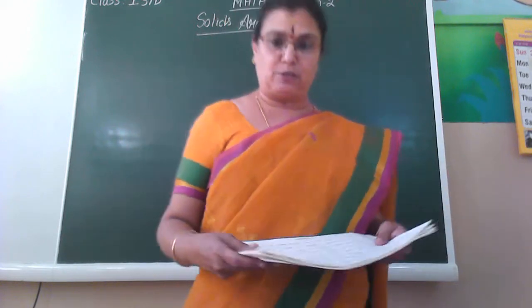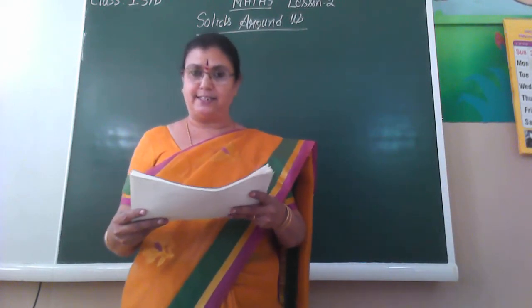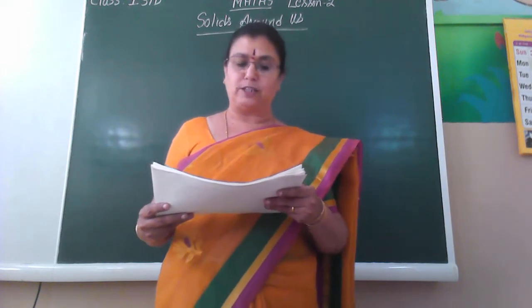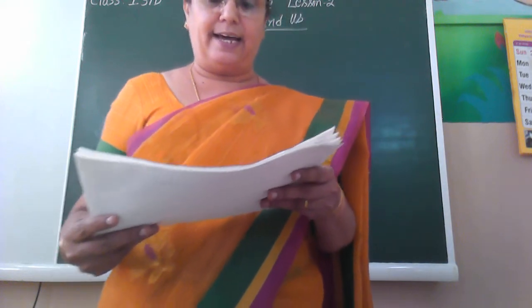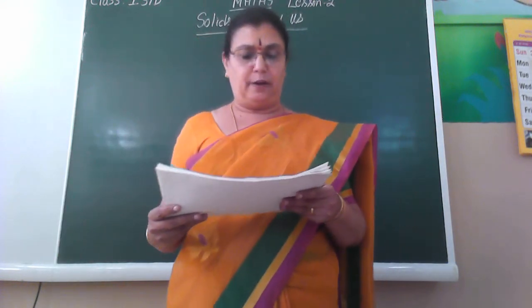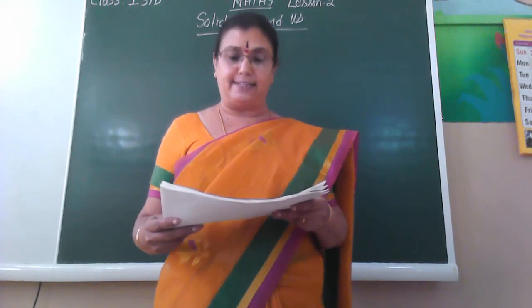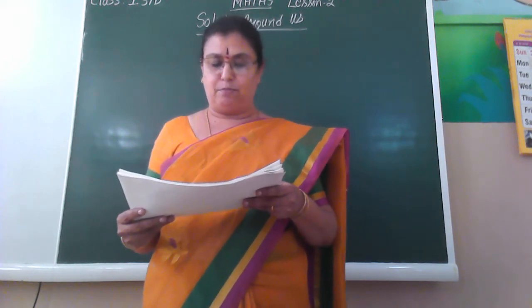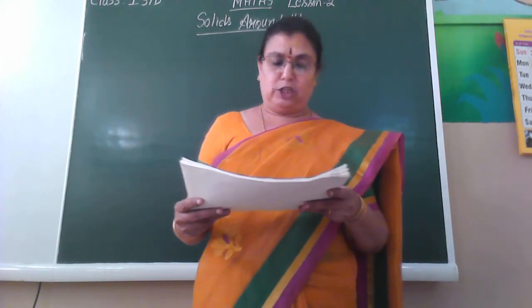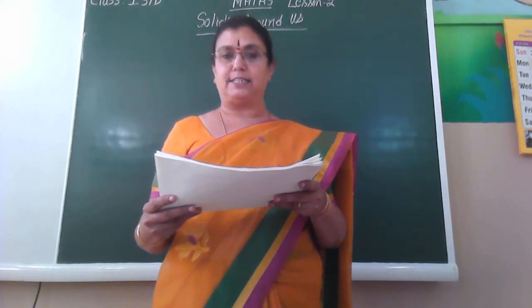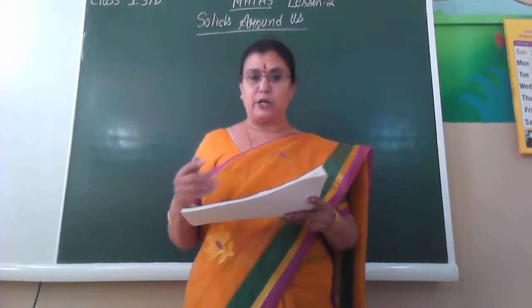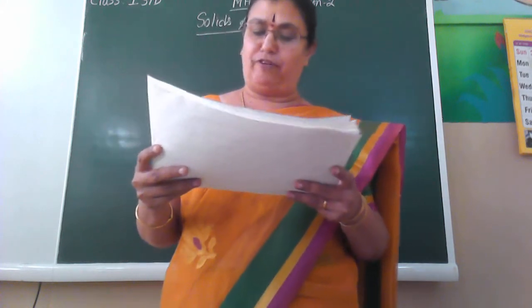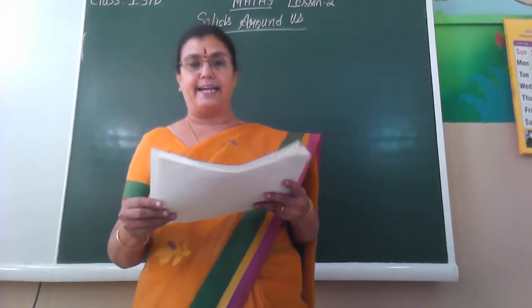Fill in the blanks with suitable words. First one, a square has dash sides, that is 4 sides. All 4 sides of the square are equal. In a rectangle, opposite sides are equal. A triangle has 3 sides. A circle is bounded by a curved line. The object with a flat surface will slide. The object with a curved surface will roll. The object with both flat and curved surfaces will slide and roll.